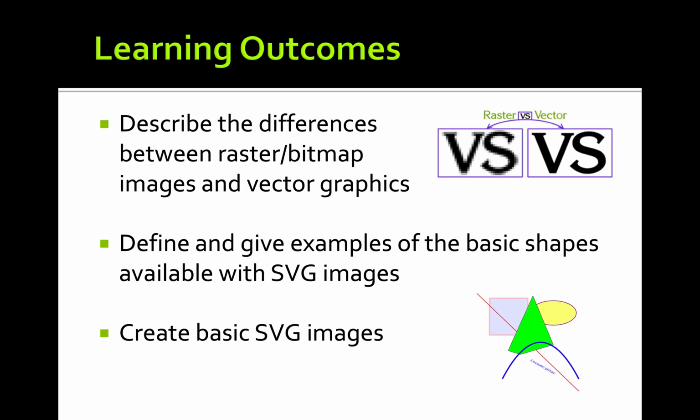So let's start. What are the learning outcomes of this lecture? This lecture will describe the differences between raster or bitmap images and vector graphics. After the end of this lecture, we will be able to understand the difference between raster images, which are the bitmap images that we studied earlier, and vector graphics. We will also be able to define and give examples of the basic shapes available in scalable vector graphics and create basic scalable vector graphic images, how we can develop them and make those images for our purposes.